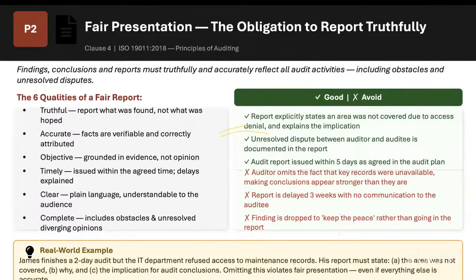An unresolved dispute between auditor and auditee is documented in the report. You document it for fair presentation. The audit report being issued within 5 days, as agreed in the audit plan, is part of fair presentation. You don't conduct an audit and say you are going to make the audit report available after 2 days, and then the audit report takes forever to come out.